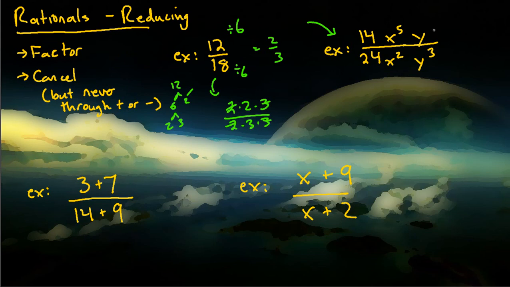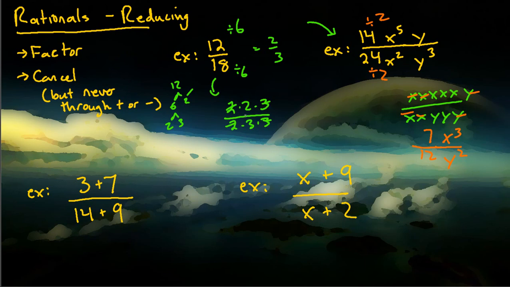So another way to look at this is I'd have 5 x's at the top, and at the bottom I'd have 2 x's and 3 y's. Then if we cancel, we cancel 2 of the x's and 1 of the y's, and that leaves 3 x's in the numerator, so x cubed, and 2 y's in the denominator. Then for the numerical part, I would simply divide by 2 and get 7 over 12, because 2 is the greatest common factor for 14 and 24.